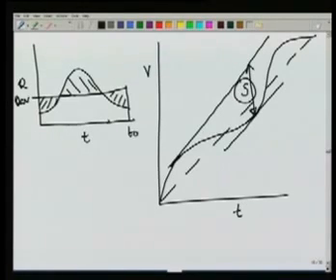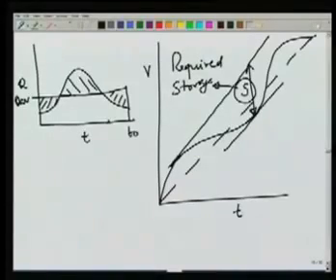So this S is the required storage to satisfy a continuous demand at a constant rate which is equal to the average flow rate. So this is the maximum sustainable demand at that location. And if you look at this figure, it is clear that when the mass curve is flatter, that means we are getting water at a smaller rate, and therefore water has to come from the storage into the stream to satisfy the demand.